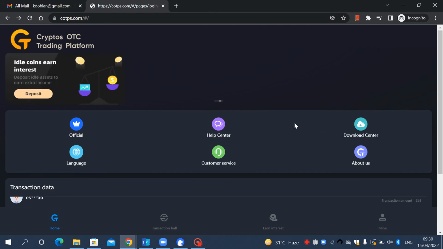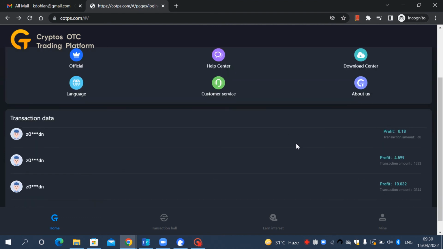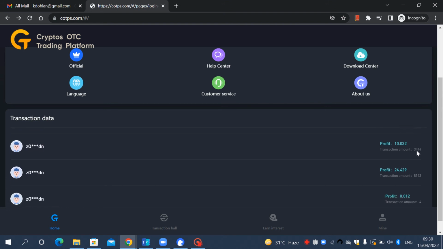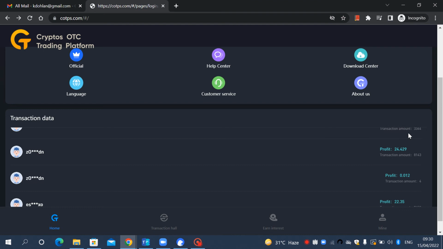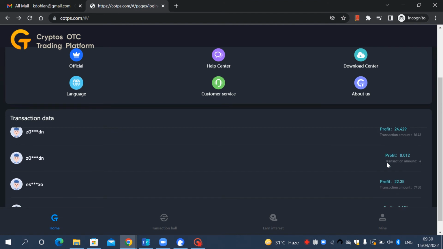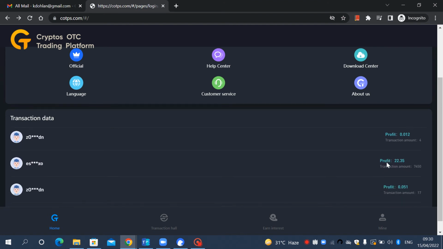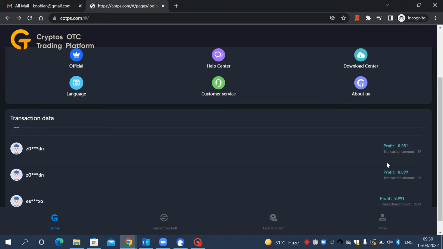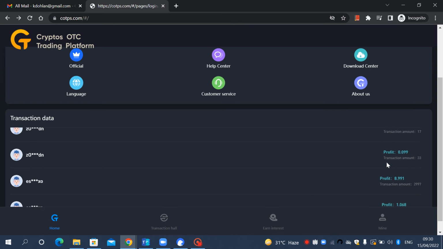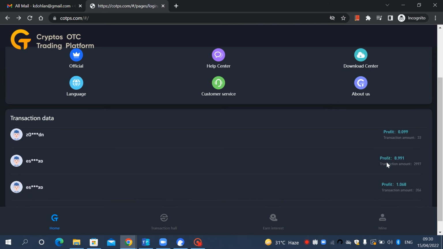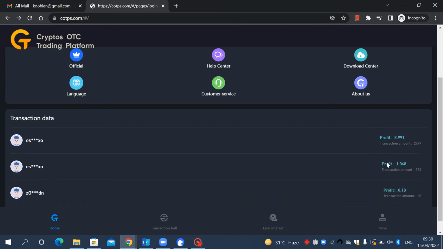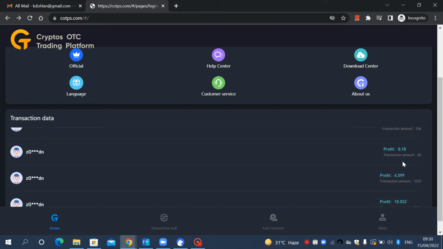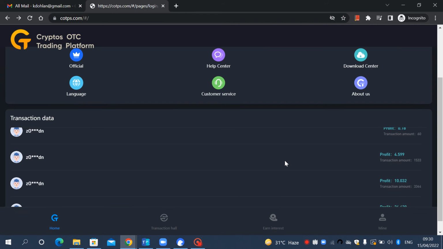Now I'll just show you how much people are earning. See, the people are earning from their capital. Transaction amount 344. All these transactions are happening in USDT. So guys, you need to have USDT either in your Binance account, or in your CoinSwitch account, or any other crypto exchange from where you could transfer your capital to this particular platform. I'll show you how you can transfer it. I'll show you in this video only.